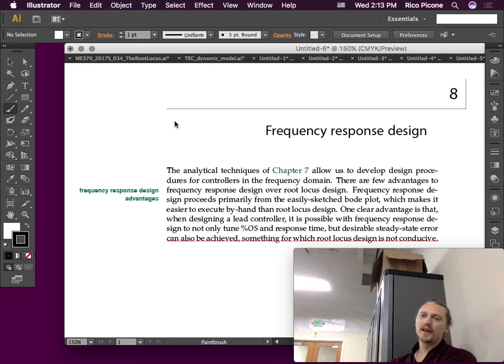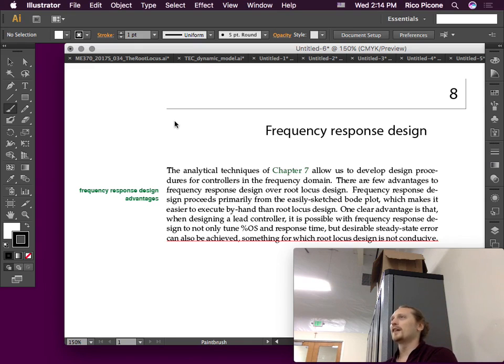The two arguments that can be made for advantages are that you can do frequency response design with pencil and paper a lot easier than you can do it for root locus design. You can actually do root locus design with pencil and paper too, because you can draw the root locus. You can find the gain for a given point by finding the lengths of the vectors from the poles and zeros to that test point. Nobody wants to do that. That's no fun.